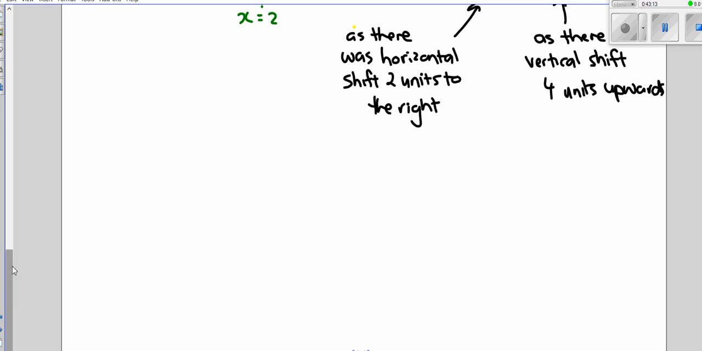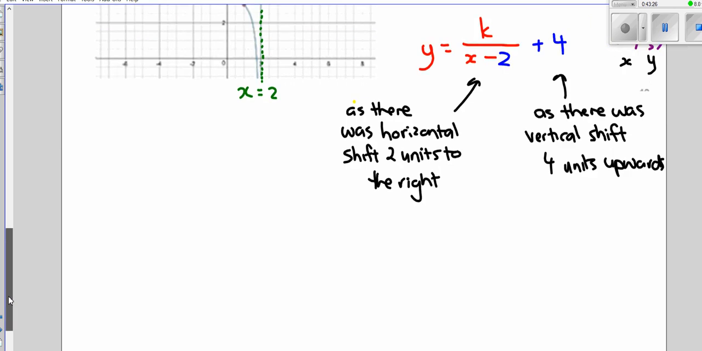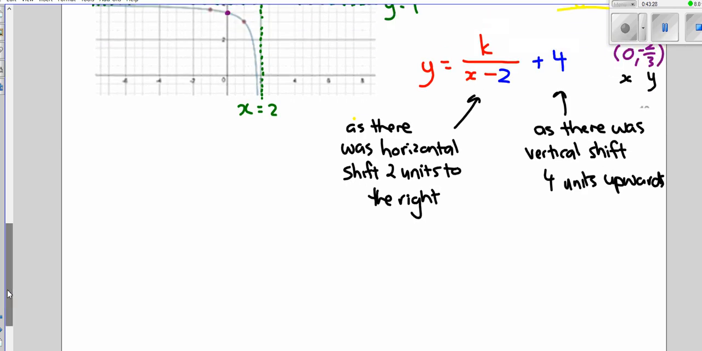There we go. So now I'm going to plug in x and y. So that's our x. This is our y. Maybe I'll do it down here a bit, so you can see it. So y is negative 2/3. Let's plug that in. Negative 2/3 equals, we don't know what k is at this point, k over x is 0, 0 minus 2, and then don't forget you've got plus 4 going on there.